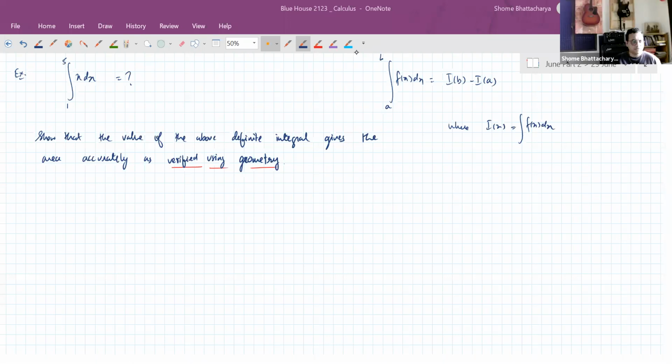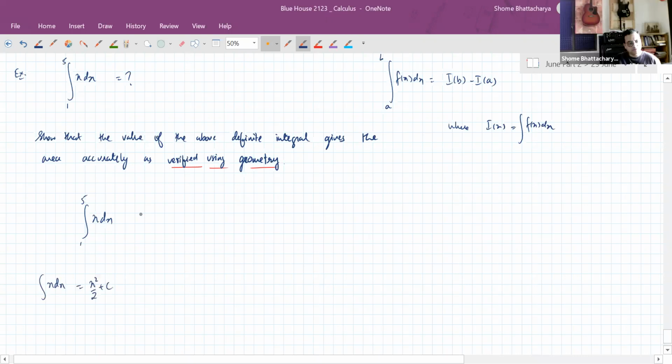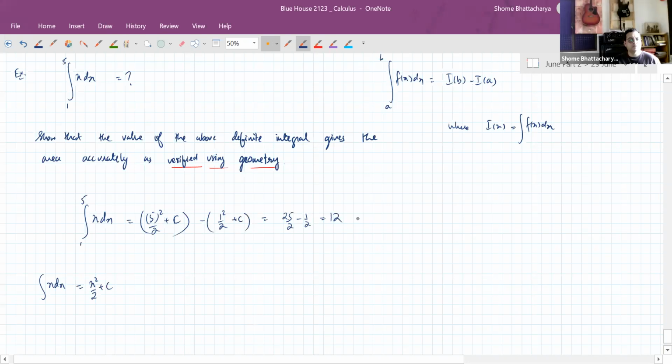Yeah, very good. So you'll get the value as 12. Let's first do the integration. We know the integration of x is x square by 2. So this will become 12.